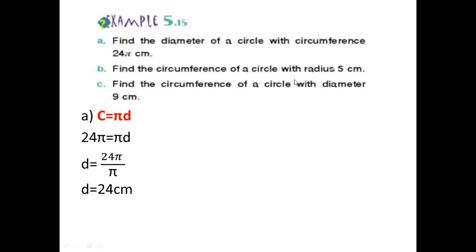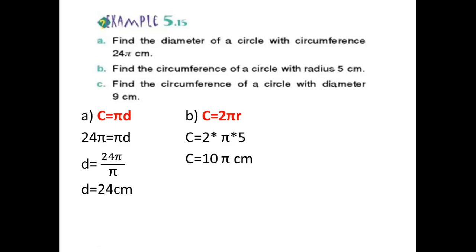And let's talk about B. Find the circumference of a circle with radius. Now, it's the difference between A and B. In A, we found diameter; diameter was unknown. Here, circumference we should find in B. So, circumference with radius 5 centimeters. Here we know radius, that's why I will use C is equal to 2 pi r. Circumference we don't know, radius is 5, that's why C is equal to 2 times pi times 5. It gives us C is equal to 10 pi centimeters.